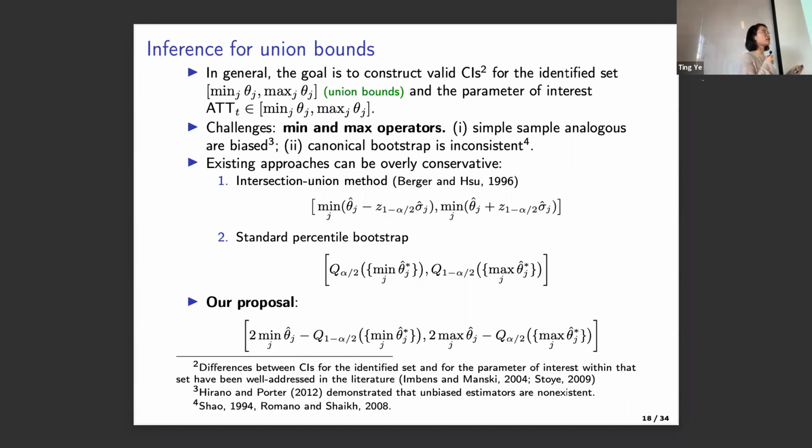There's no model. We just have some parameters theta j, and we know based on our previous assumption that the minimum and the maximum provide the bounds. So it's non-parametric. We just translate the problem into inference of this minimum and maximum identified set. Next, we will have regular estimators for every theta j, and based on them we construct a confidence interval for this identified set and the ATT.